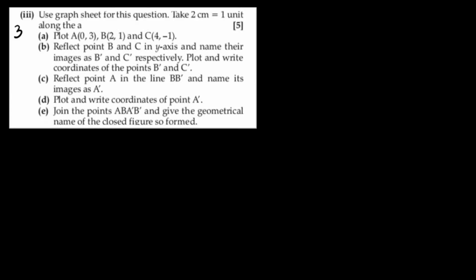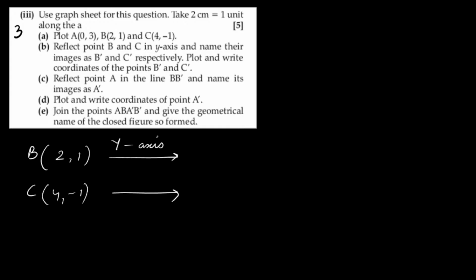So first part is done. We already plotted these points. Now what they're telling: reflect B and C in y-axis and name their images as B dash and C dash. So B is 2, 1, this we have to reflect in y-axis. And C is 4, minus 1, this we have to reflect again in y-axis. If we do reflection in y-axis, what will be the answer? We have to plot the reflected points as B dash, C dash. So it is minus 2, 1.